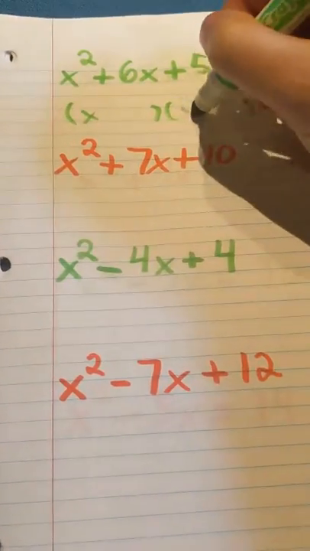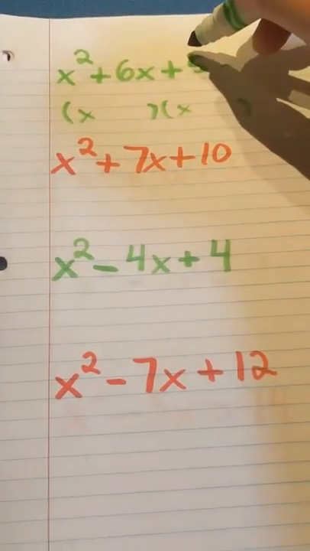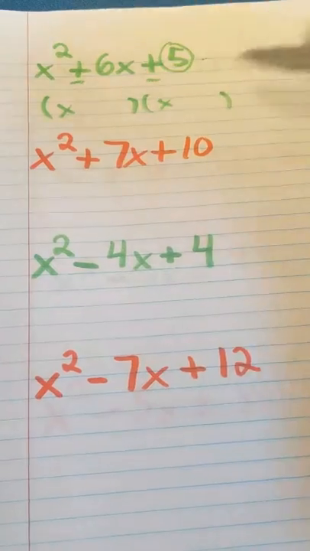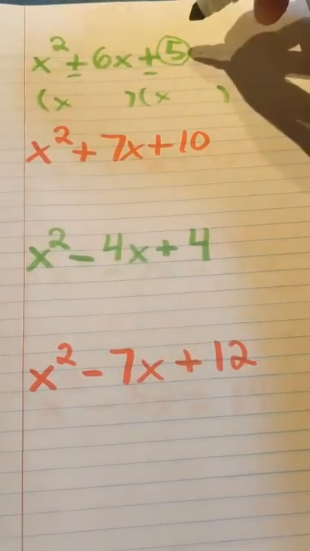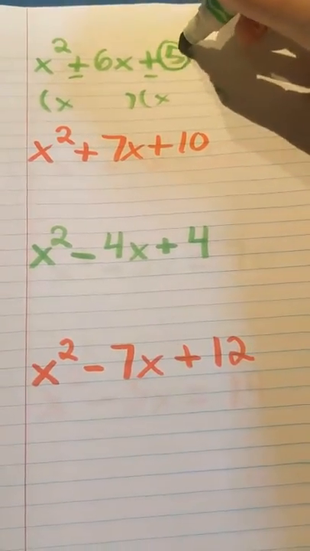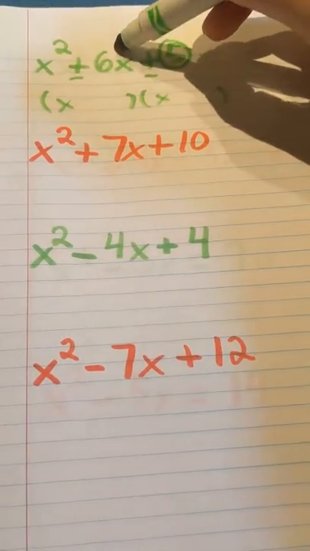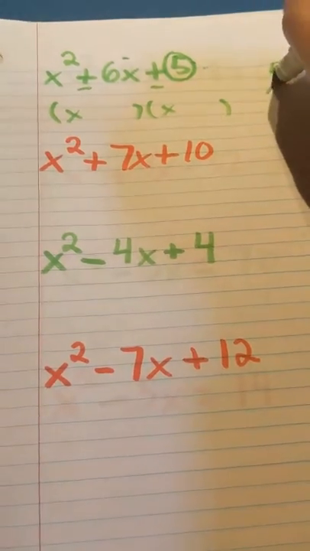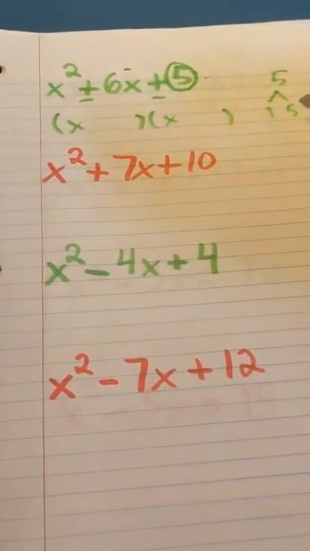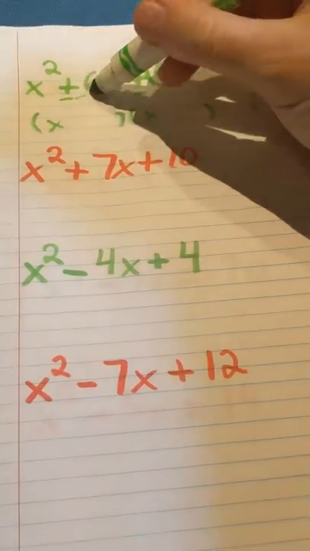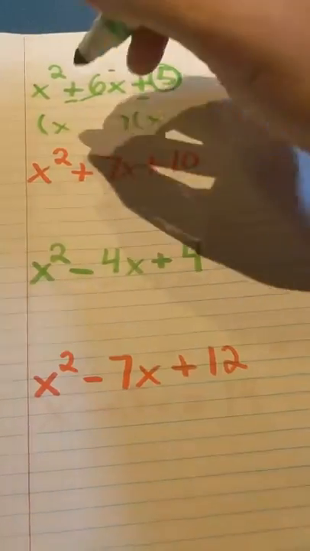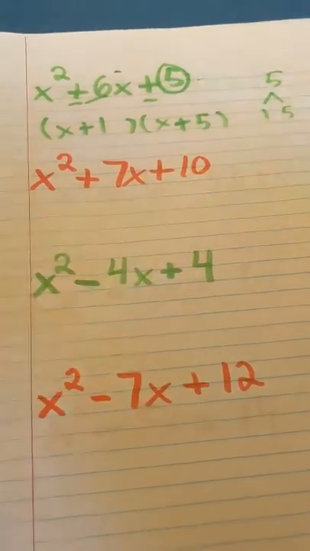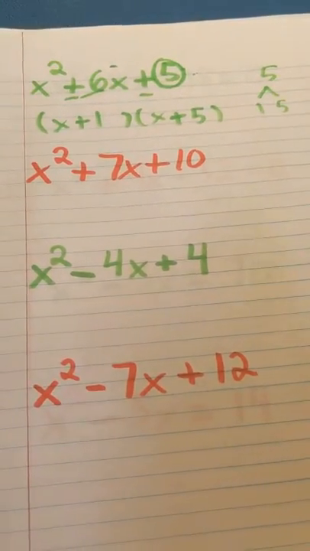Do you remember that? When we look at these, we have to look at this last number and these signs. What we're looking for, if you remember, is what multiplies to give me a 5 that can add to give me a 6 in the middle. My factors of 5 are 1 and 5, and 1 plus 5 will give me 6. So when I do this, I end up with x plus 1 and x plus 5. Hopefully you remember that.